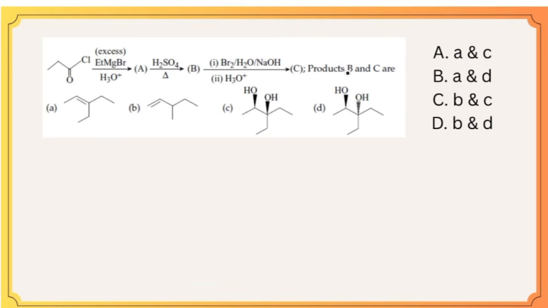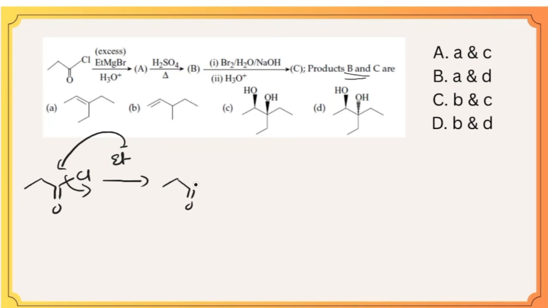Let's find out what the products B and C are for the given sequence of reactions. The propanoyl chloride, an acid chloride, is treated with excess Grignard reagent. So the product must be a tertiary alcohol. So how does the reaction take place? The first mole of Grignard reagent, when it attacks, will undergo nucleophilic substitution and form a ketone. This ketone is still reactive towards Grignard reagent. So the next mole will attack here.